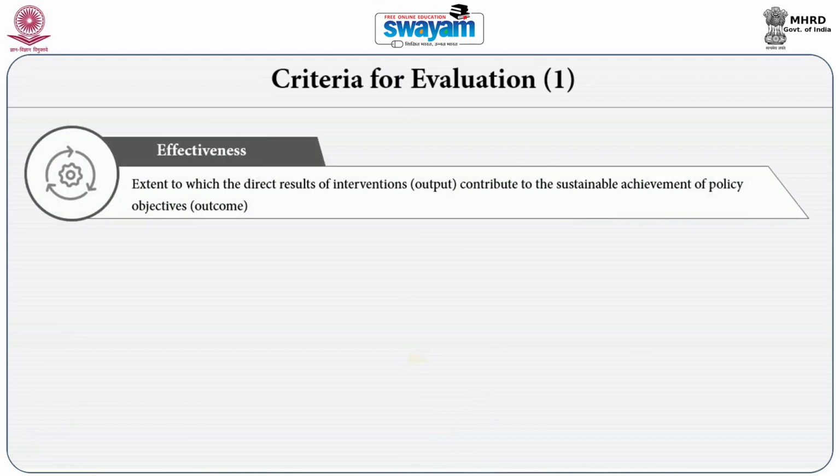For an effective evaluation, different scholars have interpreted different criteria to be observed while conducting evaluation. To summarize the interpretations of different scholars, the very first criterion for evaluation is effectiveness. It primarily depends on the extent to which the direct results of interventions, that is outputs, contribute to the sustainable achievement of policy objectives, that is outcome. The important question is, has the valued outcome been achieved?